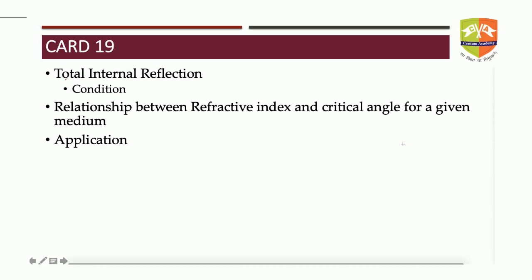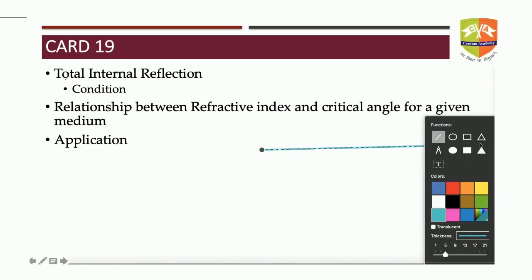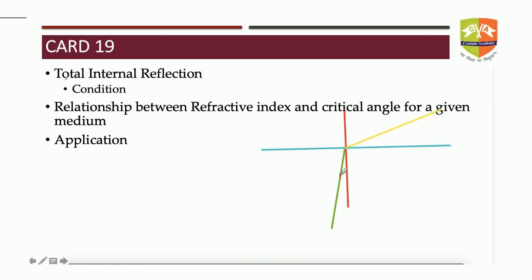For this, I can write that mu 1 sine i is equal to mu 2 sine r. When r becomes 90 degrees, that incidence angle is known as i c, the critical angle. So mu 1 sine i c is equal to mu 2 sine 90, which is equal to 1. Now I can write that sine i c is equal to mu 2 by mu 1. So i c is equal to sine inverse of mu 2 by mu 1. That is the case of total internal reflection.